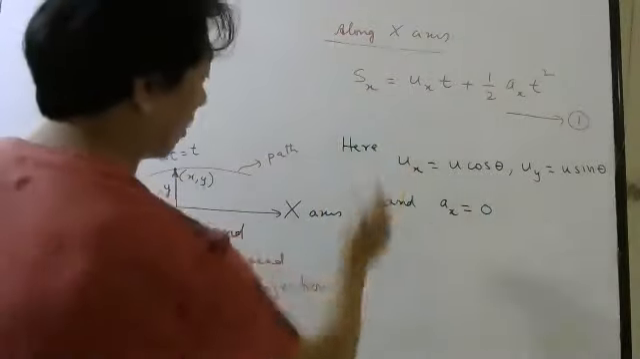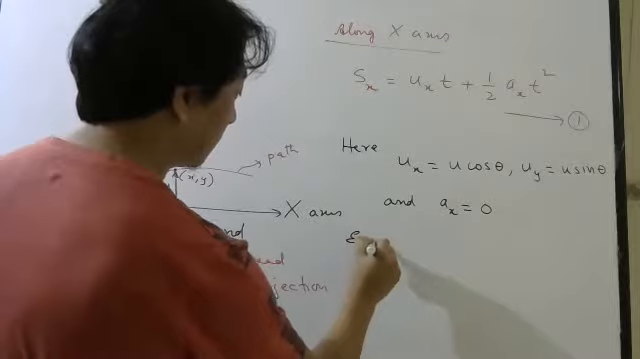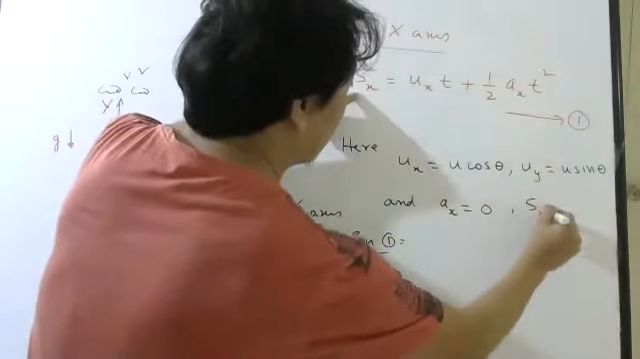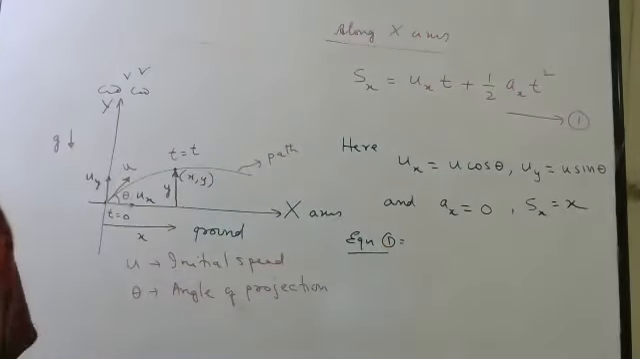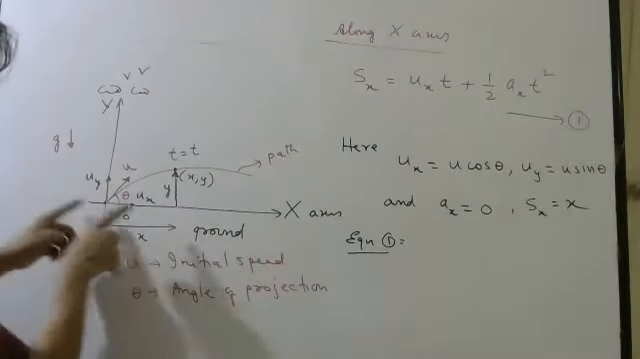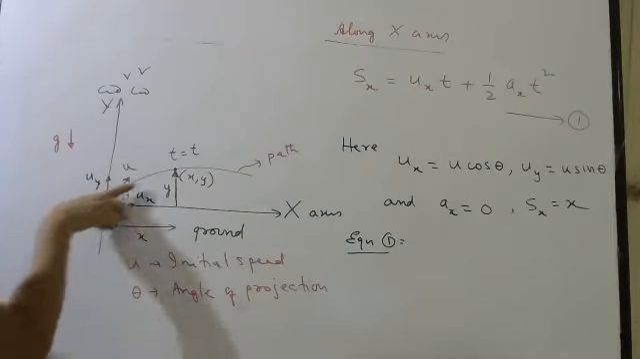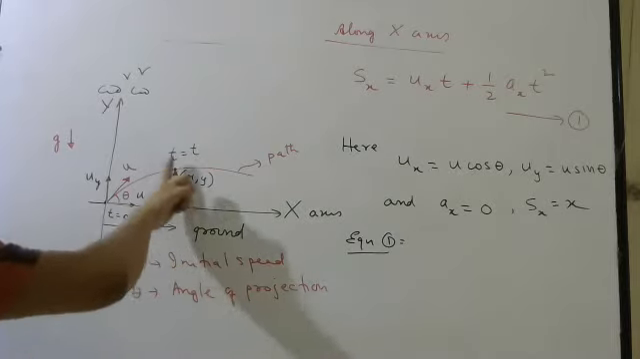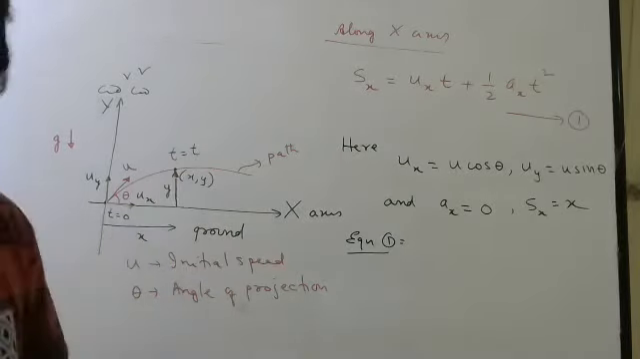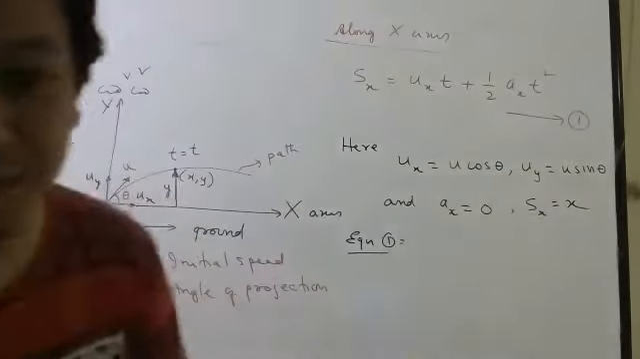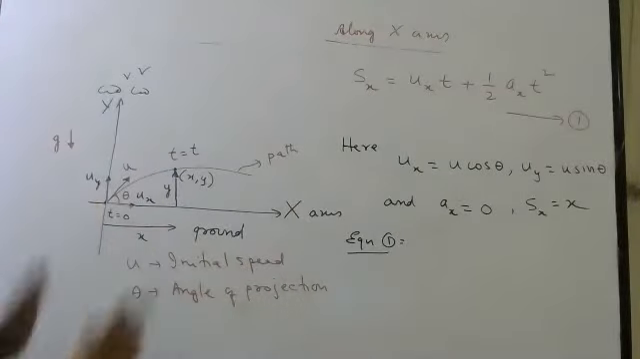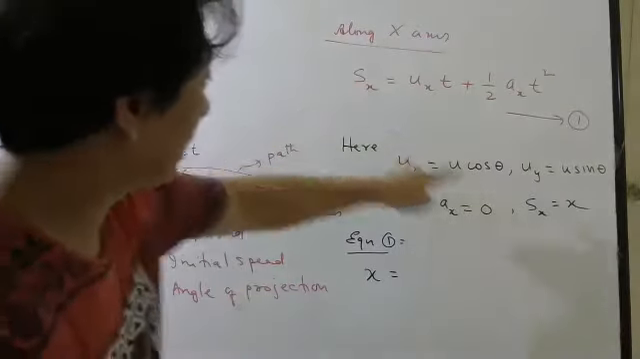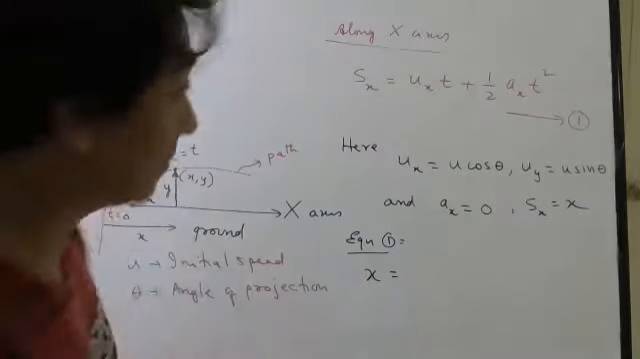So put this in equation 1. By the way, what will be sx? Sx I can simply write as x, because from here to here is your displacement. This is the x component of displacement, this is the y component of displacement. So from here to here is the x component of displacement, which is nothing but the x coordinate. So in place of sx, I can write x because it starts from the origin.